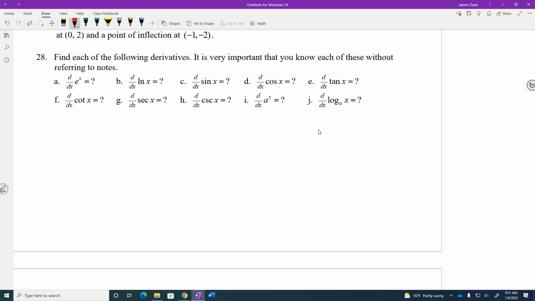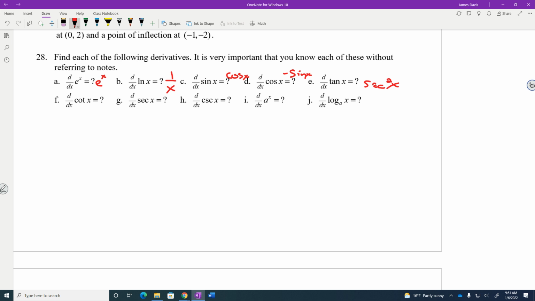If you know them, you should have done that. If you know it all, fine. All right, the derivative of e to the x is e to the x. The derivative of natural log of x is 1 over x. The derivative of sine is cosine. The derivative of cosine is minus sine. The derivative of tangent is secant squared.